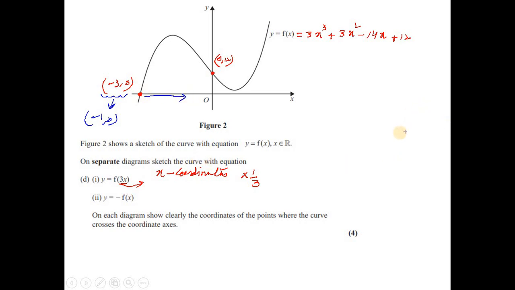So you can think the graph of f of 3x is something like this, and then you can mention that there's no change in the position of that point, so that point is (0, 12), but this new point will be (-1, 0). So this is f of 3x. This is the point coordinate.